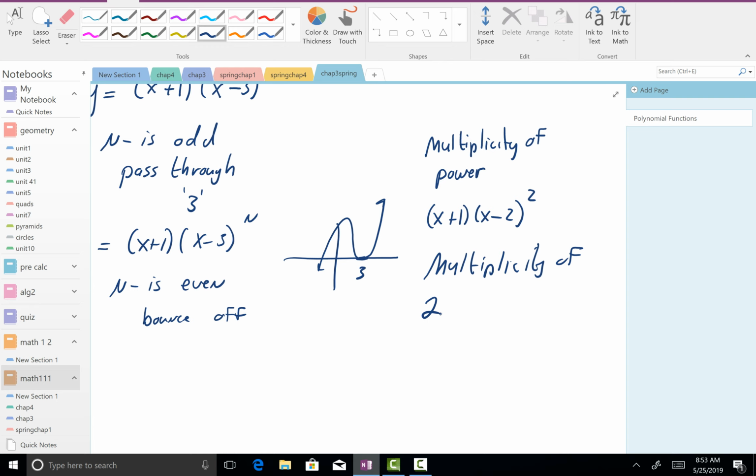So what's the multiplicity? The multiplicity is whatever the power is here. So here, we say the multiplicity is 2 because it's at x equals -1. That's the zero, or the x-intercept, and the power is 2. Here, this is at 2, and the power on that is 3, so we say that has a multiplicity of 3. Whatever this power is, that's what they call multiplicity.